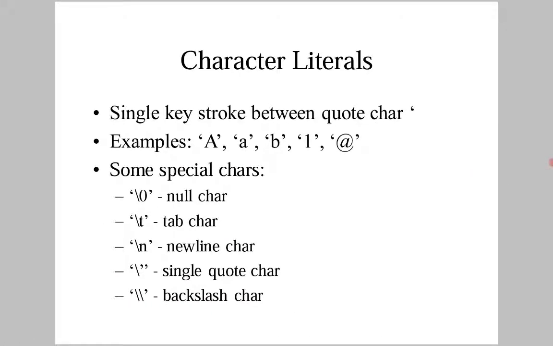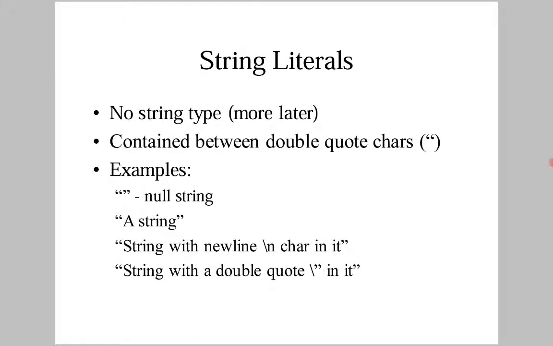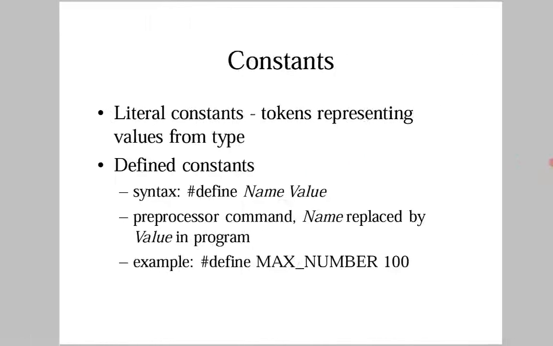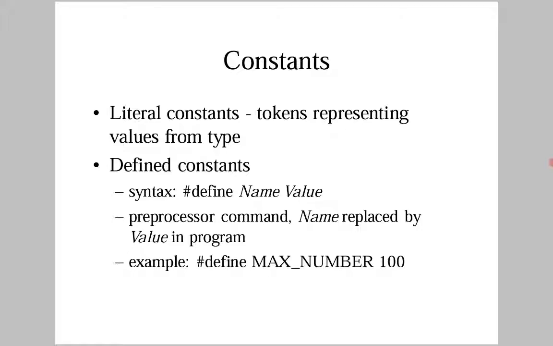So what are the different types of character literals? Strings. A string is nothing but some text placed in between double quotes. Examples are a string in double quotes, or some text like that. Every string ends with a backslash zero, or a string terminator symbol. Literal constants are tokens representing values of a type, like defined constants.